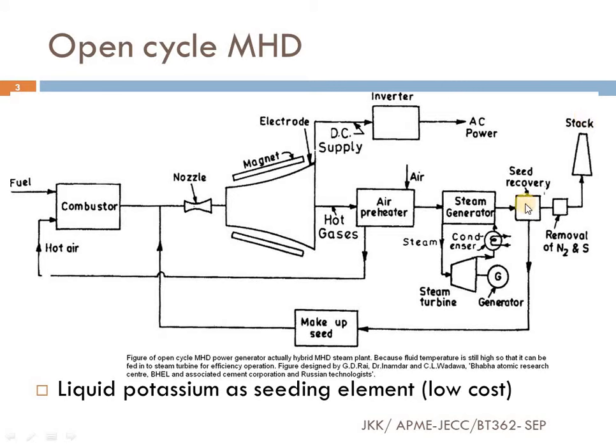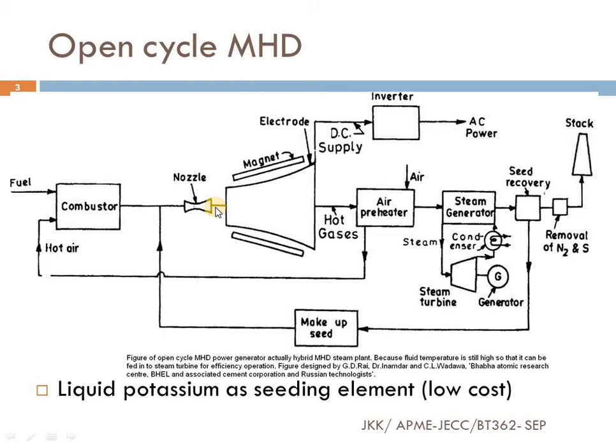Okay, so the recovered seed, which in an open cycle system is normally potassium, will again be fed to the combustion product. During this cycle, a small amount of seeding element will be lost, so that quantity will be added as a makeup seed arrangement. So again, the predefined quantity of seeding element will be supplied to the combustion, and the cycle continues.